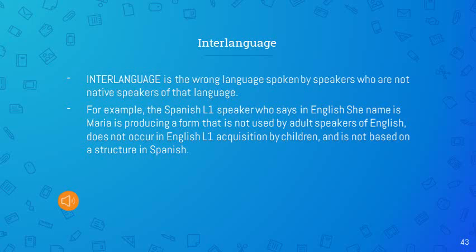Interlanguage. Interlanguage is the language spoken by speakers who are not native speakers of that language. For example, the Spanish L1 speaker who says in English "she name is Maria" is producing a form that is not used by adult speakers of English, does not occur in English L1 acquisition by children, and is not based on a structure in Spanish.